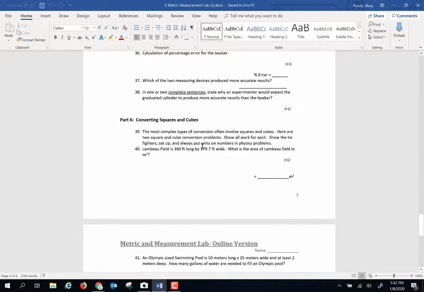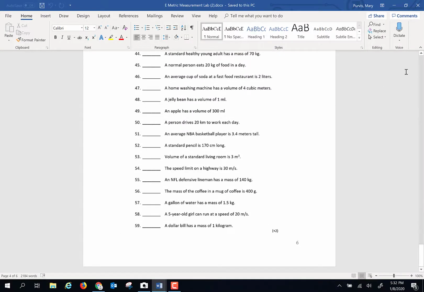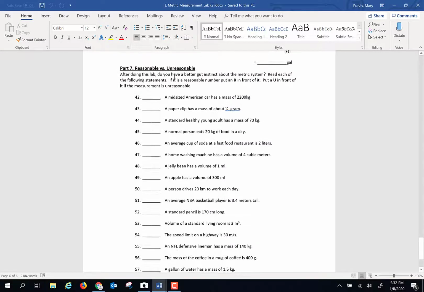I'm going to ask you to convert some squares and cubes. And then last but not least, after doing this entire lab, my quest is to ask you to see if you can determine, if I give you a measurement in the metric system, if something is reasonable or unreasonable. If I say a jelly bean has a volume of about 1 milliliter, is that logical?